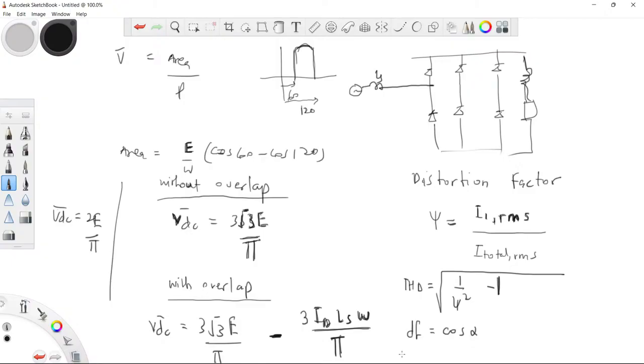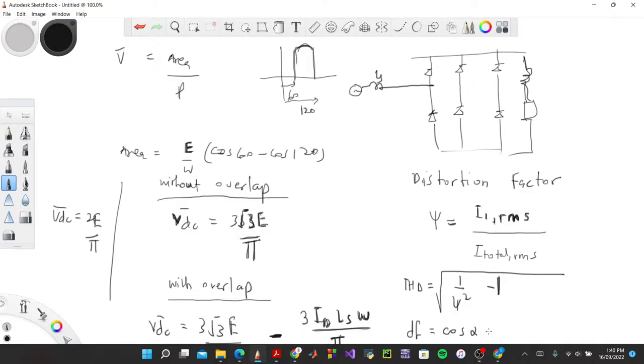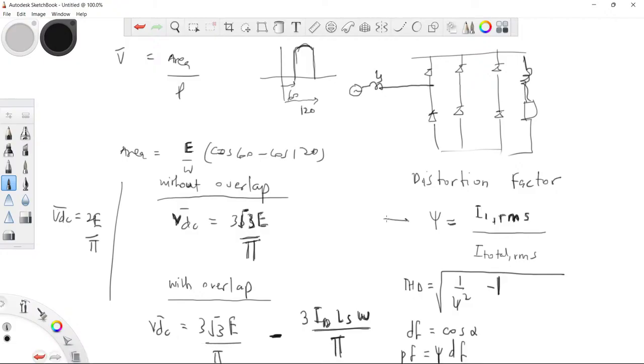Then we have the last thing called the power factor, given by psi times displacement factor. So we have the distortion factor psi, the displacement factor, the power factor, and the total harmonic distortion.